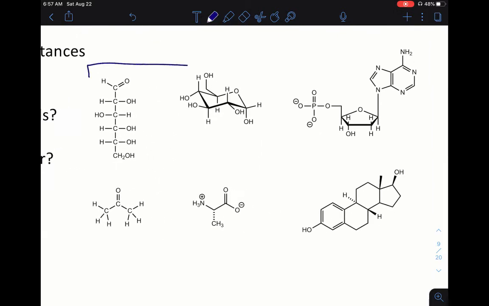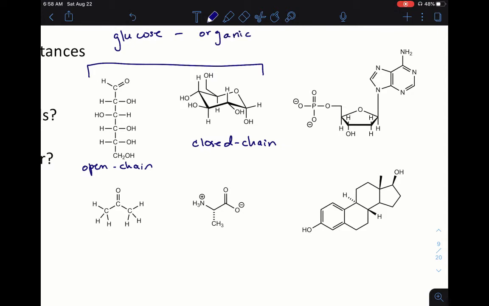You may have recognized these first two molecules. They are both glucose. Here we have glucose in its open chain form and in its closed chain form. We will talk much more about this in Chem 12B. Glucose is certainly an organic molecule. It contains many carbons and hydrogens. I'll highlight some of them.